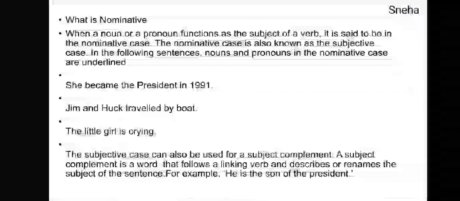And Jim and Huck traveled by boat. Jim and Huck, they are the doers over here. The little girl is crying. Same as the previous two.